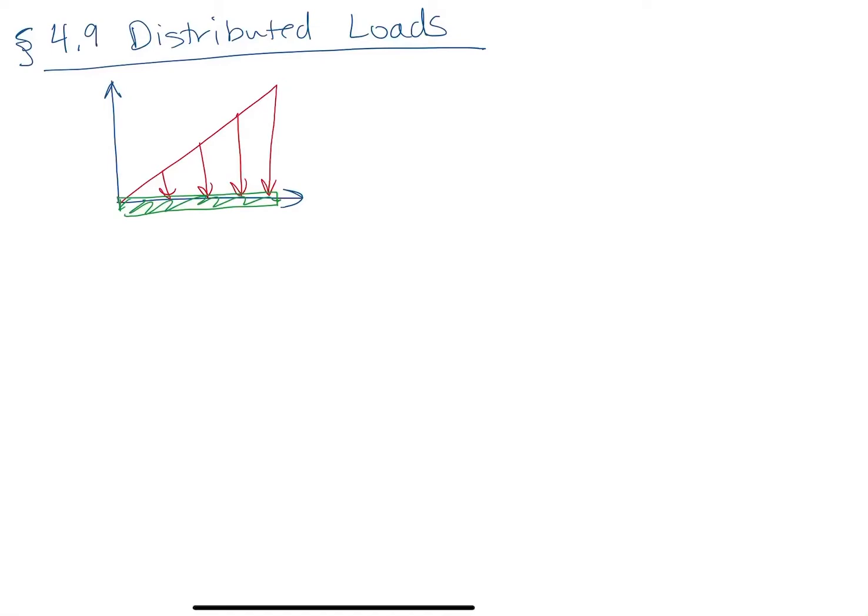So all we have to do is, we have this, we have the beam. These are just the X and Y axis. And so then we just want to know how to figure out what that resultant force is going to be. This is W of X.